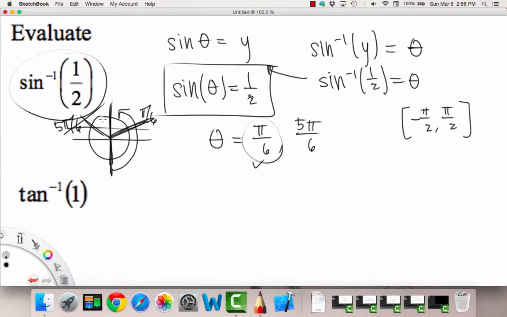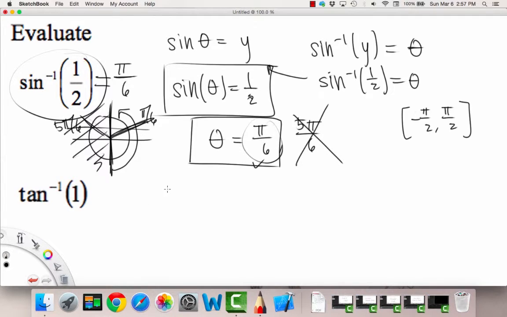But 5 pi over 6, that's in the part we ignored. Okay, so 5 pi over 6 doesn't make the cut, and our answer for this one is going to be theta equals pi over 6, which is equal to this thing here. So pi over 6 is equal to inverse sine of 1/2. Alrighty, now let's move on to tangent, inverse tangent of 1.